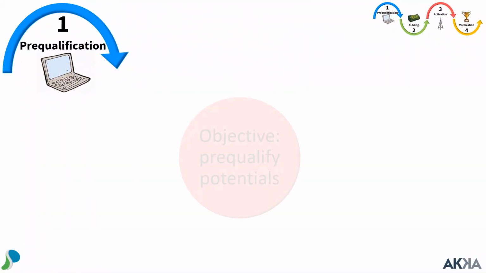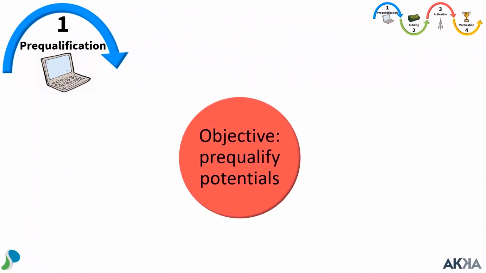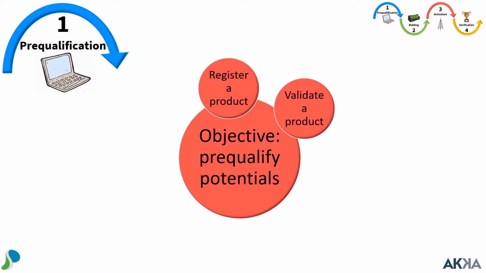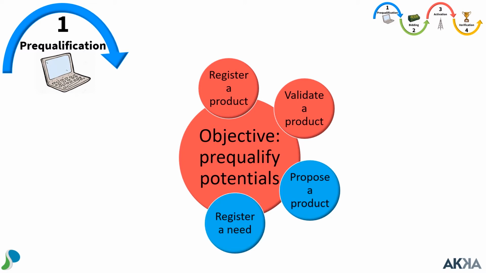The first process existing in the flexibility platform is pre-qualification. In this process, a flexibility service provider or an aggregator demonstrates that it complies with all the technical requirements that have been established for the provision of the flexibility product. This process is split in several steps.